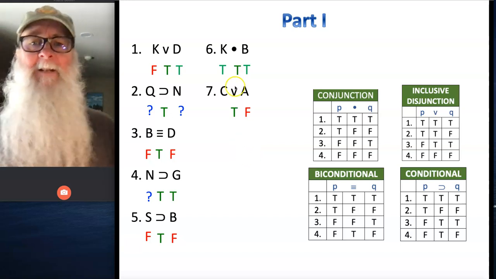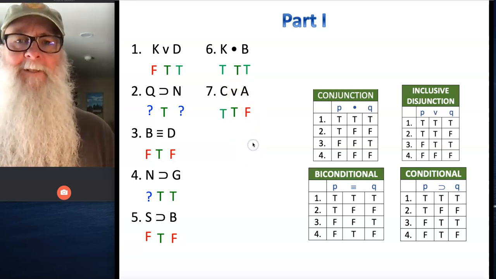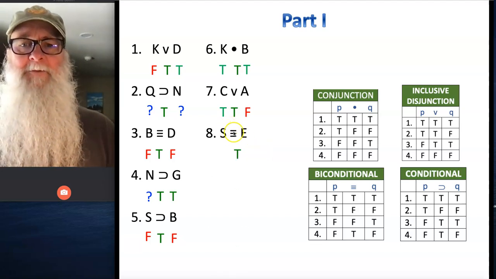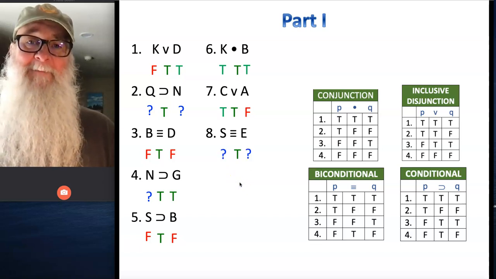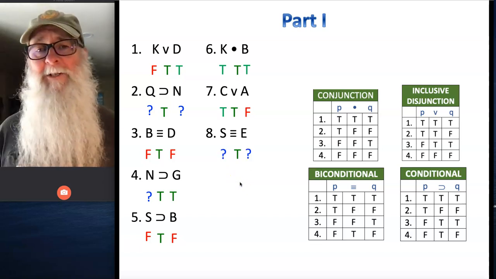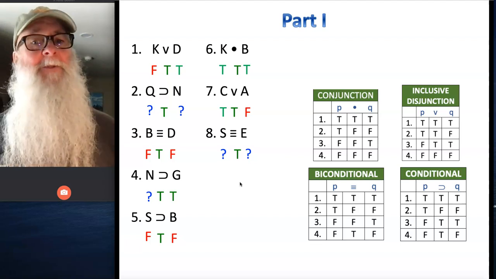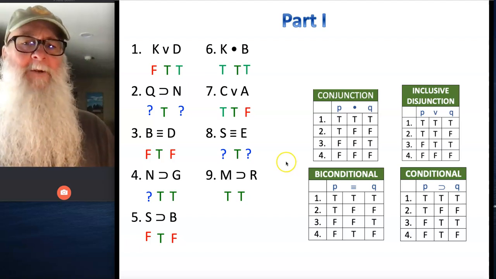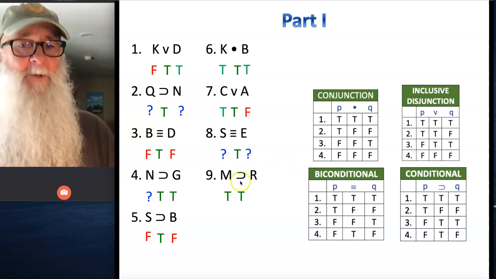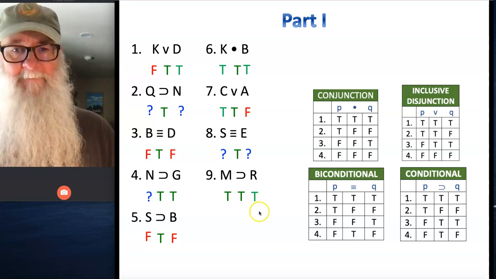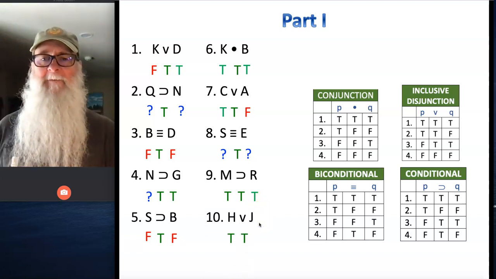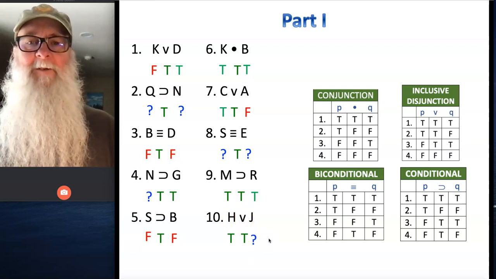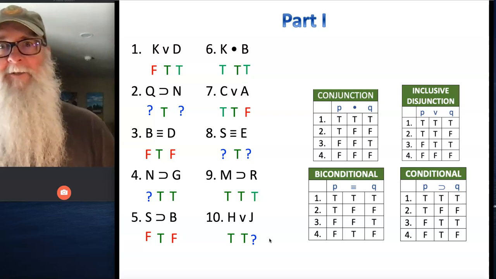And number 7, if we know that this wedge is true and A is false, well, then C has to be true in order for that wedge to be true. For number 8, if this triple bar is true, we can't make any deductions about S and E beyond knowing that they're either both true or both false, but we don't know which is the case. For number 9, if we know that the left-hand side of the horseshoe is true and the horseshoe is true, then dadgummit, that R has to be true. And finally, for number 10, if we know that H is true and this wedge is true, we don't know anything about J because J could be either true or false.